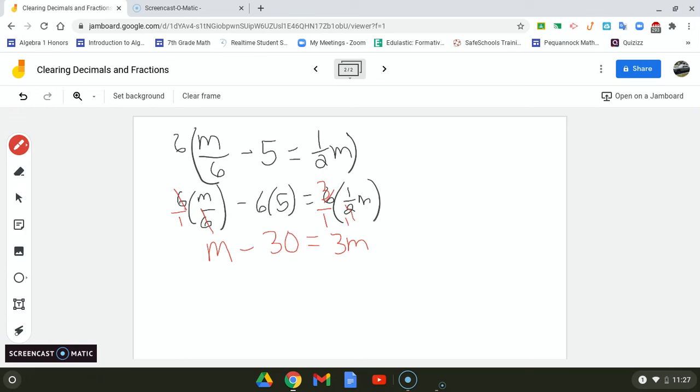Okay, and now we're in that situation where we have to get variables on one side, constants on the other. So subtract m from both sides. So we have negative 30 is going to be equal to 2m. Then divide both sides by 2. And you'll find out that m is equal to negative 15.